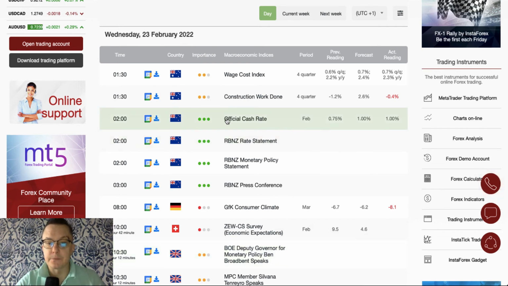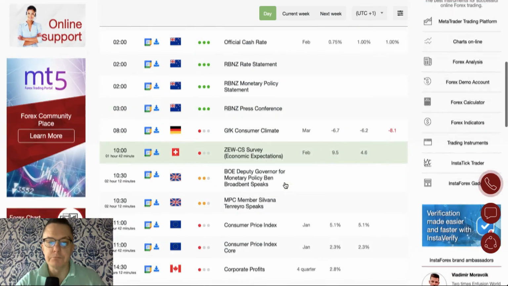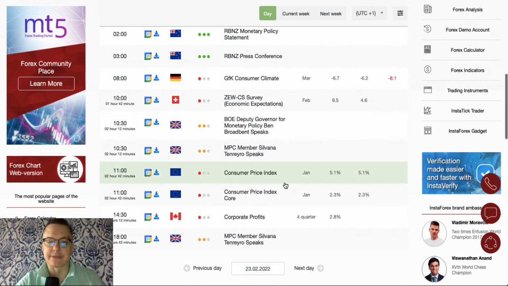at 2 a.m. So that was of course the Asian session, and as expected, the Reserve Bank of New Zealand has increased the interest rate from 0.75% to 1%. Together with the official cash rate, there was a rate statement and monetary policy statement released. At 3 a.m. we got a press conference as well.